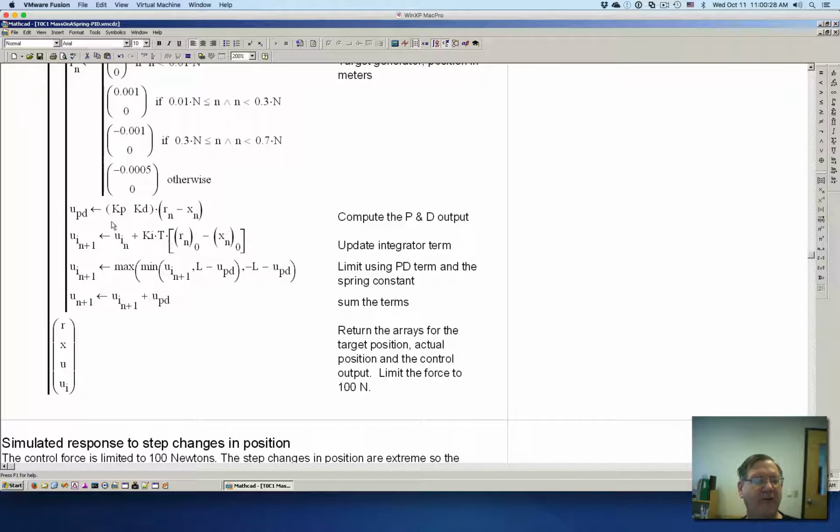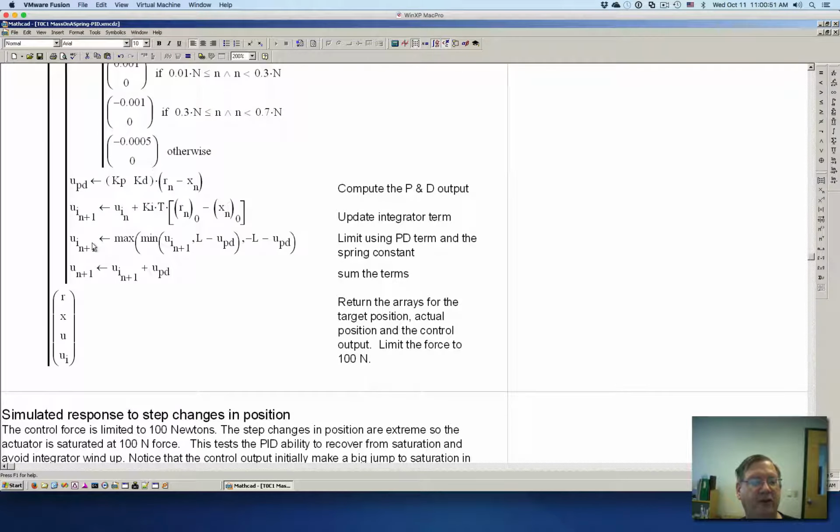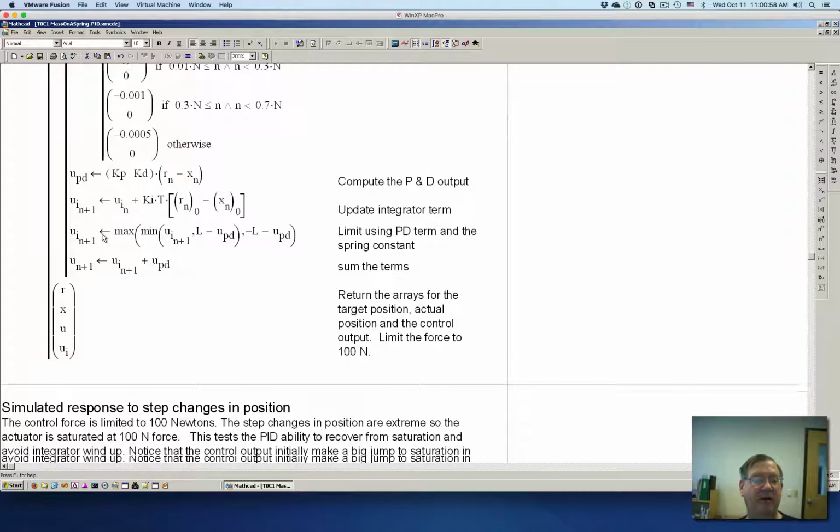And first what I have to do is calculate my output. This is my force output as a function of my Kp and Kd, my proportional and derivative gains. Remember, this is a vector of position and velocity, the actual position and velocity. So when I multiply that out, I get a force due to my proportional and derivative gains. I have the same thing here, only I have to add it to my previous integrator to get the current integrator. And then I have to limit the control output, and I'm doing that by taking this L.